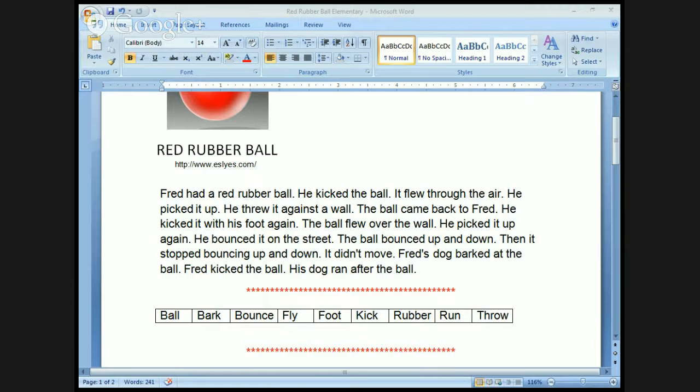Fred kicked the ball. Did Fred kick the ball? Yes, Fred kicked the ball. Who kicked the ball? Fred kicked the ball.